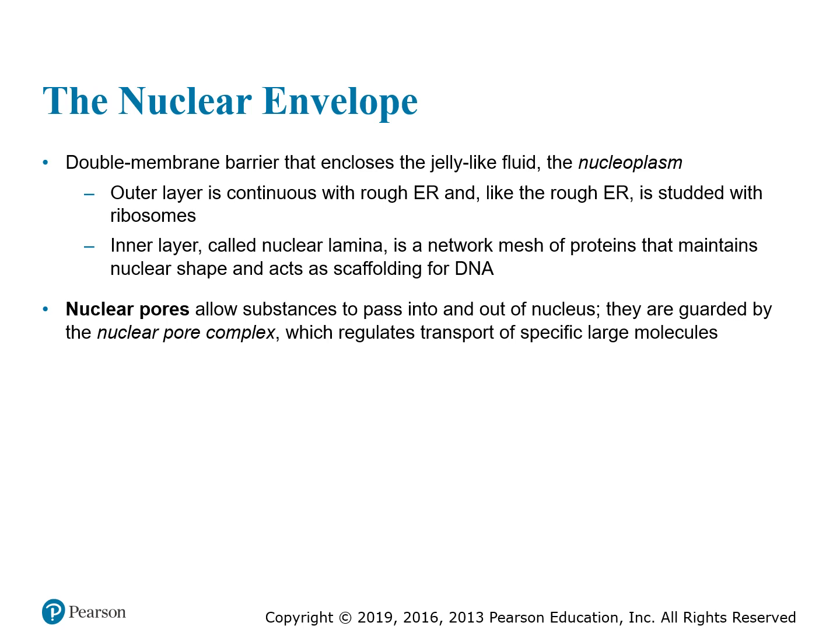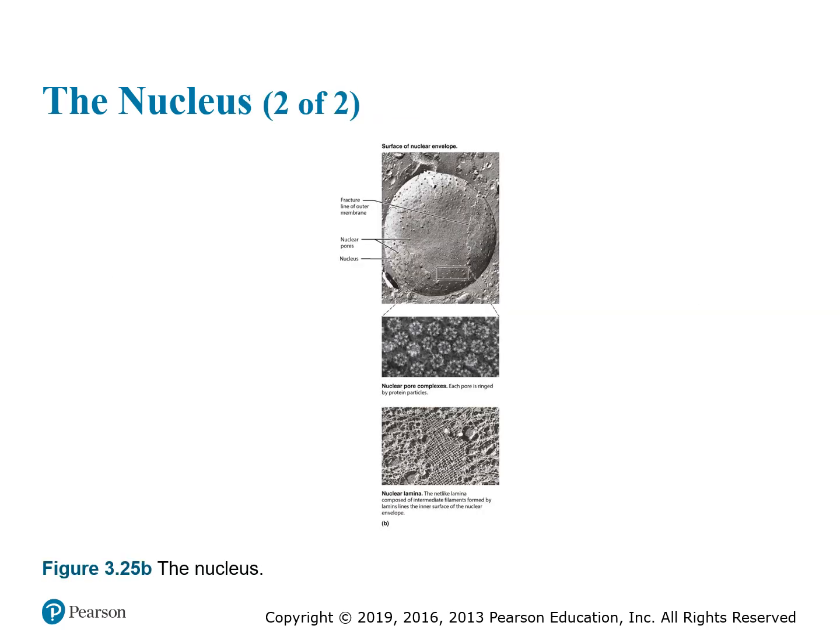It has its own unique cytoplasm called the nucleoplasm. The outer layer is actually continuous with the rough ER and studded with ribosomes. The inner layer, which is the nuclear lamina, has a mesh of proteins maintaining its shape and acting as a scaffolding for the DNA to work. Entry and exit from the nucleus is tightly controlled by nuclear pores. These are guarded by the nuclear pore complex, which helps to regulate any kind of molecule moving in and out.